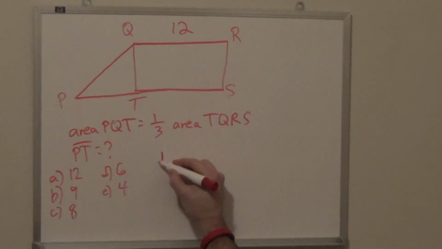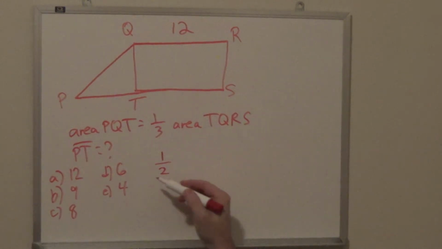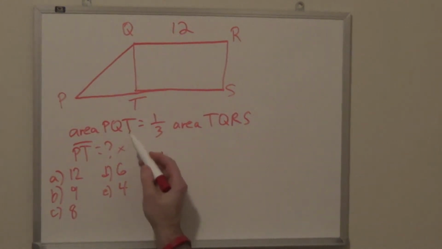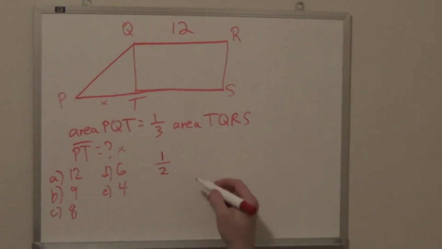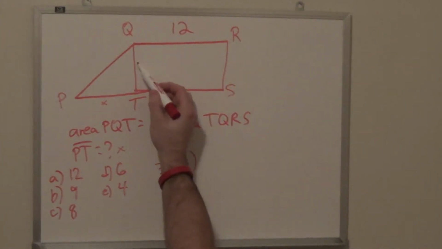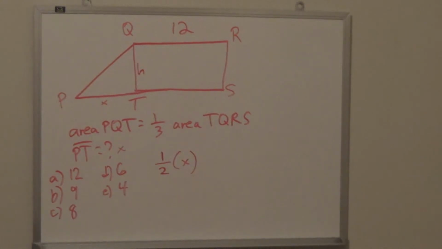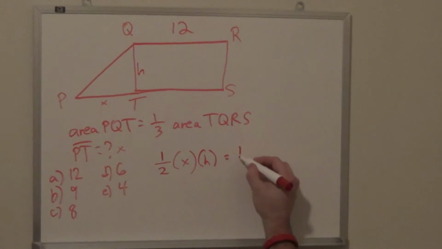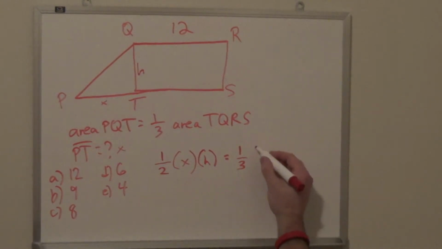So the area of the triangle is 1/2. I'm just going to call PT, let's just call that X for now. So it's 1/2 the base times the height, which I'm just going to call H, right? Just to illustrate here. So that will give us the area of the triangle, and apparently that's equal to 1/3 the area of the rectangle. Okay, so it's 1/3. The area of a rectangle is just going to be what? Length times height, so that looks like it's just 12 times h.